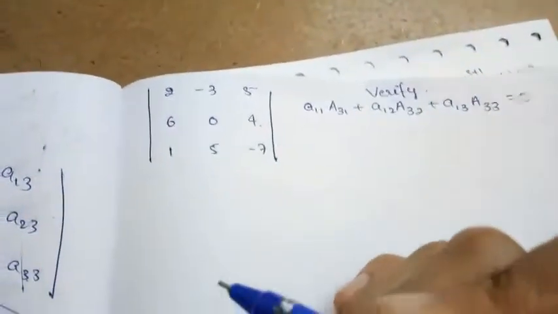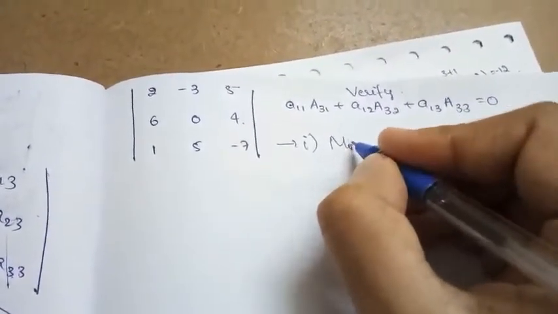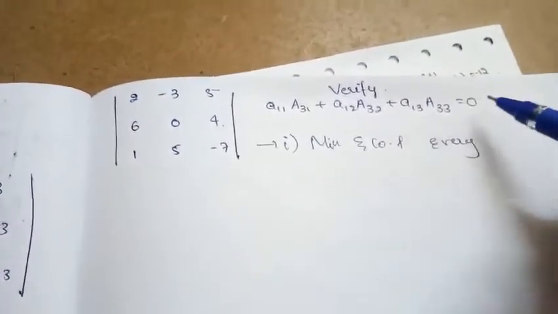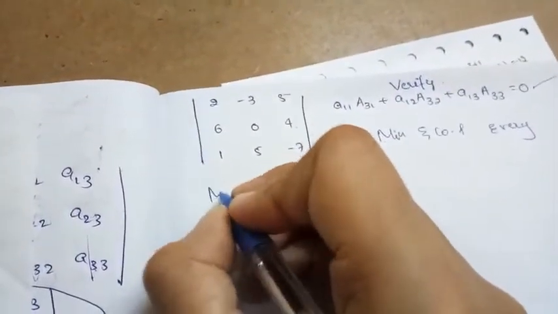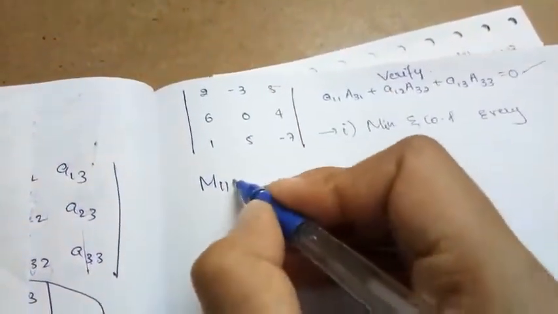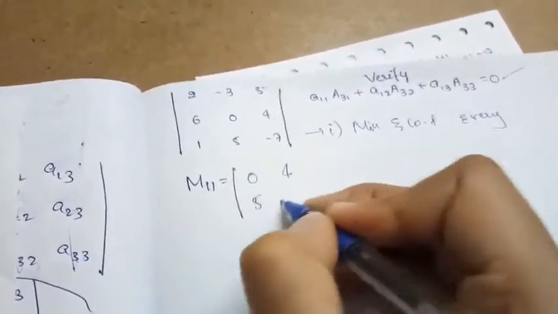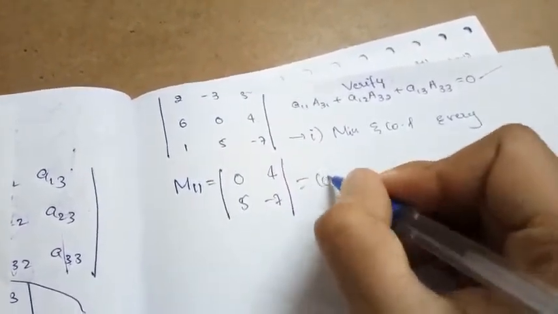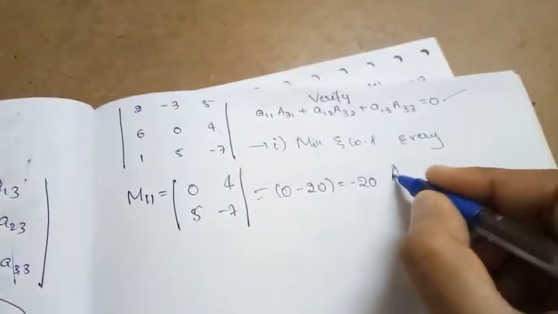So here there is a question. For the first question, we need to find the minor and cofactor of every element of the determinant, and later we need to verify this equation. First, how do we find the minor? M11, the minor of 2, is obtained by deleting the row and column containing 2, leaving 0, 4, 5, minus 7. That is 0 into minus 7, which is 0, minus 4 fives are 20, so the minor is minus 20.